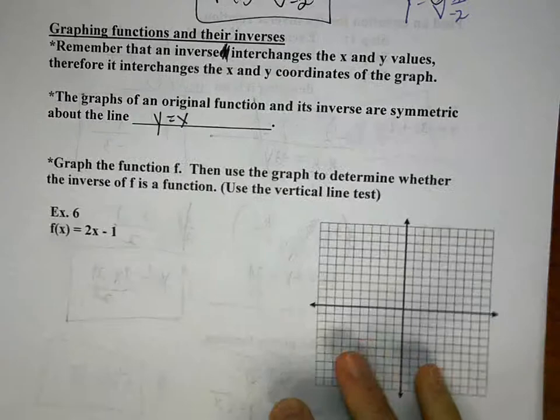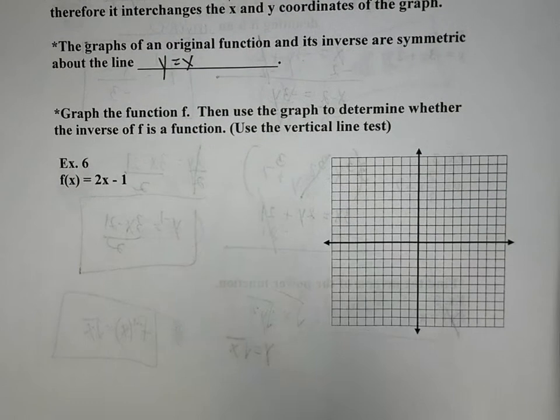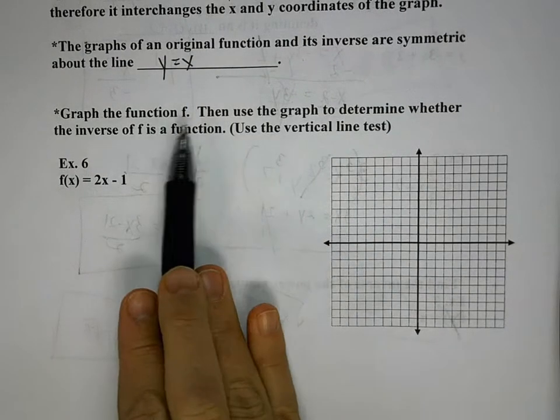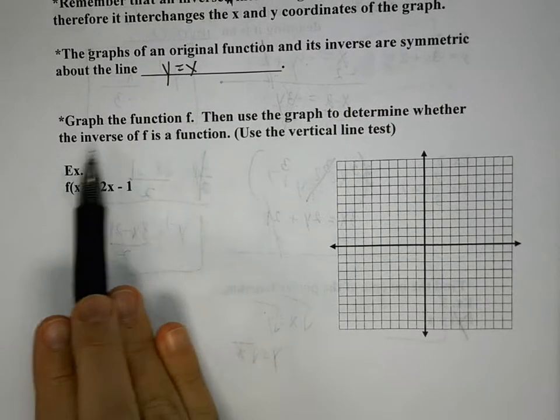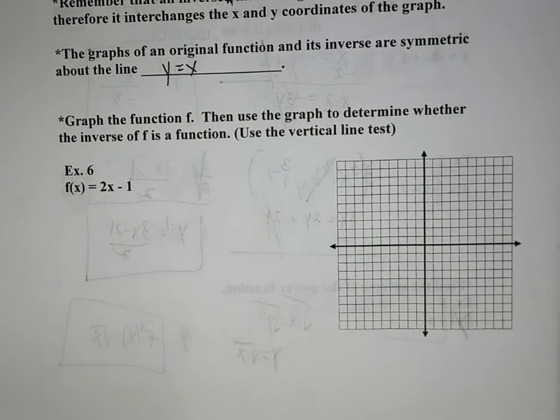The graph of an original function and its inverse are symmetric about the line y equals x. What does symmetric mean? The same on both sides, okay? So what you're going to do is graph the function f, then use the graph to determine whether the inverse of f is a function, and you'll use the vertical line test.